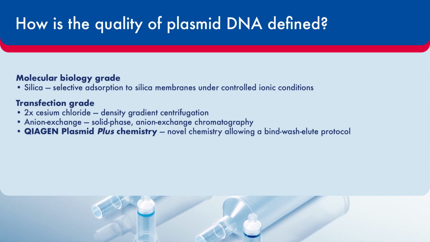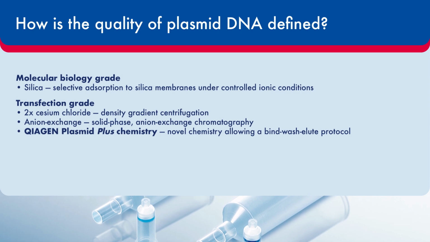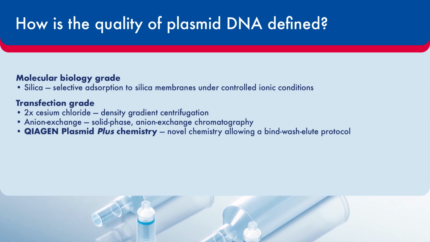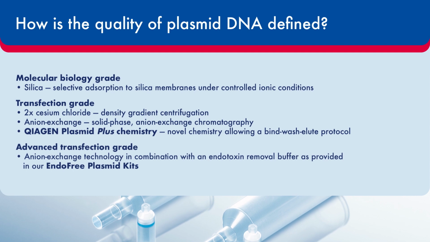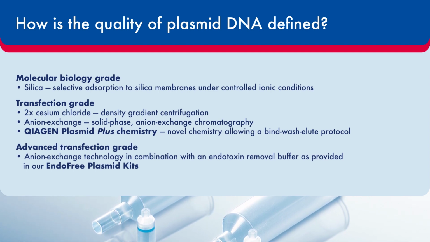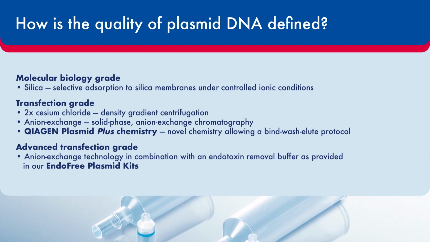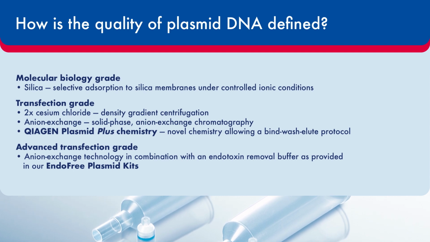The same is true for QIAGEN Plasmid Plus chemistry, which can ensure even lower endotoxin levels. Use of anion exchange chromatography combined with an endotoxin removal buffer results in DNA of the highest quality with the lowest endotoxin levels, suitable for transfection into very sensitive cell lines, as well as primary and suspension cells.